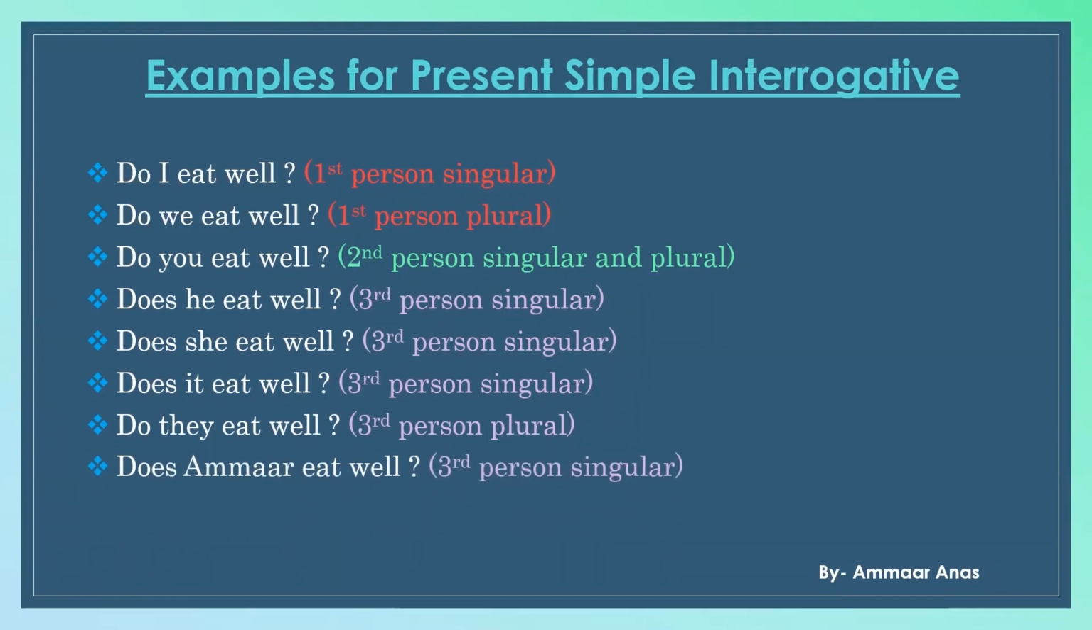So if you note here, at the beginning of the sentence you can see do or does, and in the verb form you can see everything is in the base form, like eat, everywhere. So usually in present simple, positive and negative we use eats, but here we only use eat.